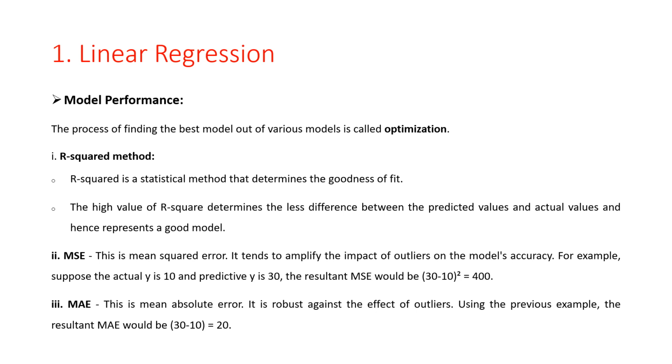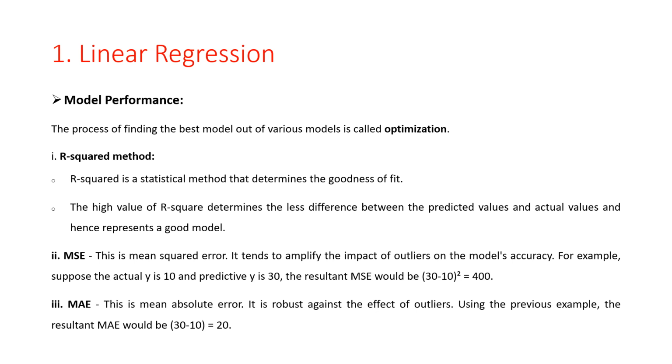The goodness of fit determines how well the line of regression fits the set of observations. The process of finding the best model out of various models is called optimization. It can be achieved by the below methods. First is the R squared method, second is the MSE, and the third is the MAE.